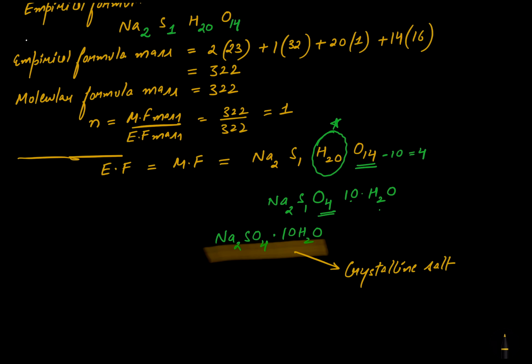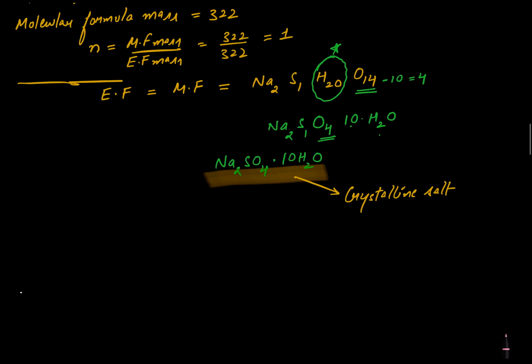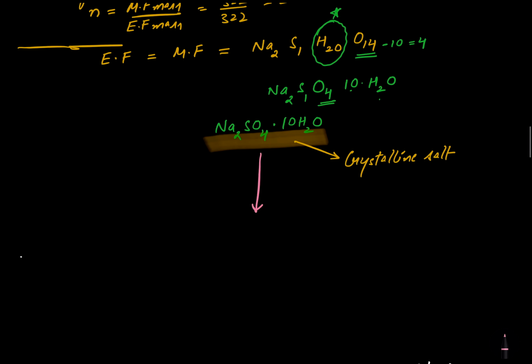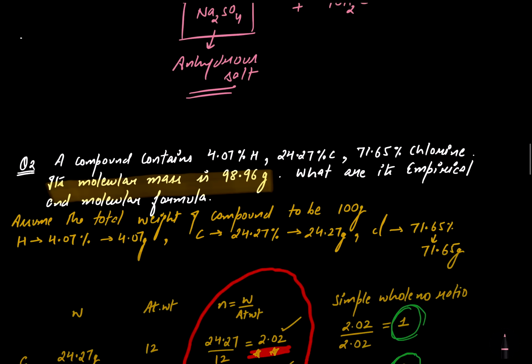Now, if we heat this salt, I am writing heating, then what will happen? Na2SO4 will lose all its water of crystallization. Now Na2SO4 is alone, that is, without water of crystallization. Then this is called an anhydrous salt. So hopefully, my dear students, you got the difference between the crystalline salt and the anhydrous salt. Now let's come back to the fourth numerical.